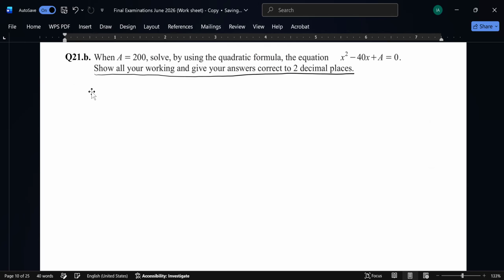First thing first, we substitute the value of a. So the equation becomes x squared minus 40x plus 200 equals 0. Secondly, since I told you we will use the quadratic formula for this, we must have three ingredients of the formula: a, b, c. a stands for the coefficient of x squared, which is 1. b is minus 40 and c is 200.